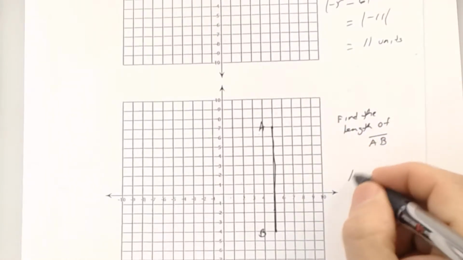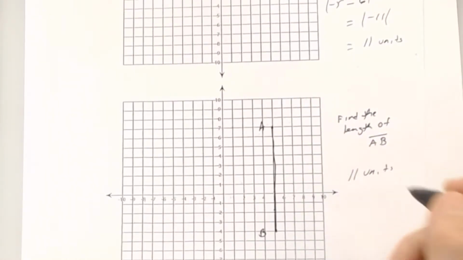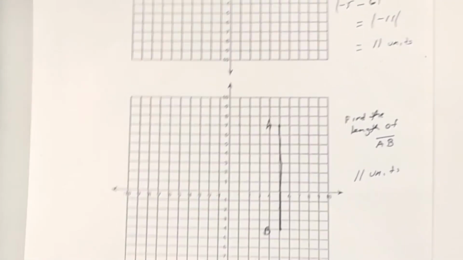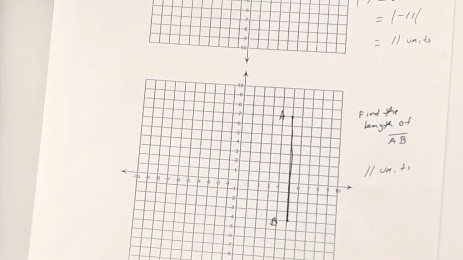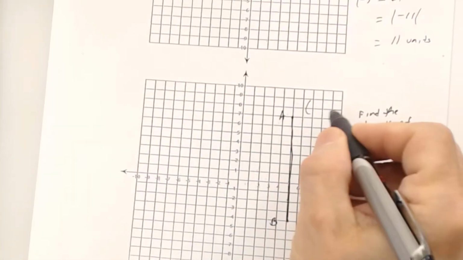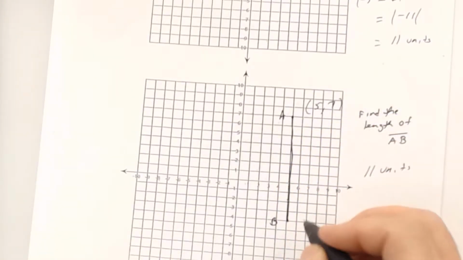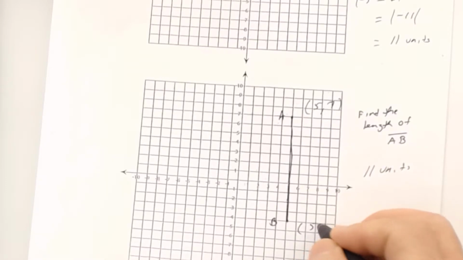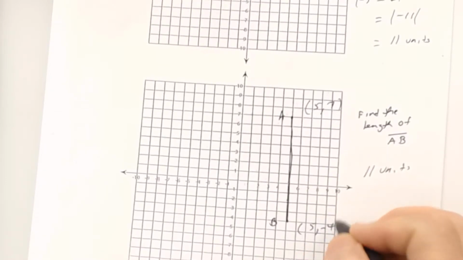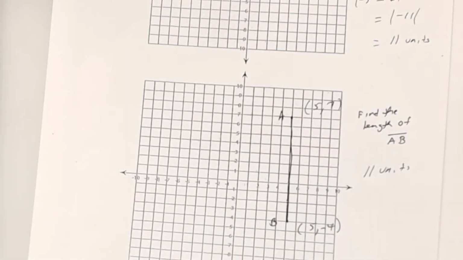11? So 11 units again, right? All right, let's look at the coordinates and see if we can talk about that. What are the coordinates of A? 5, 7? What are the coordinates of B? 5, negative 4? And that segment is parallel to which axis?